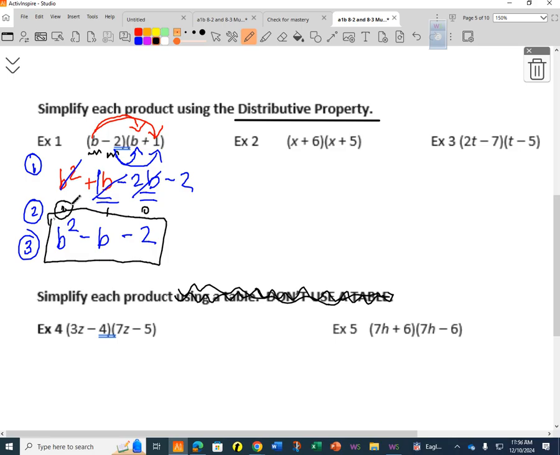Any questions? All right. Let's go on to example 2.